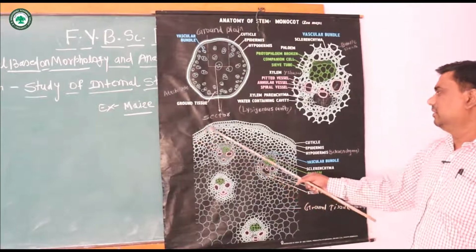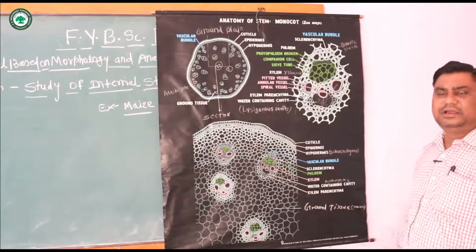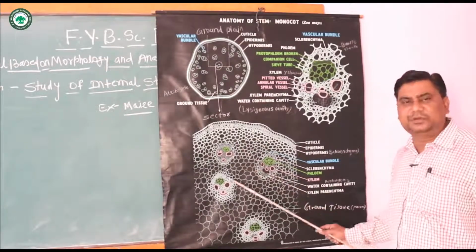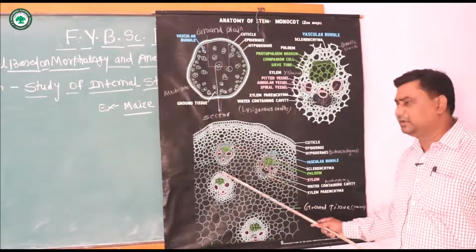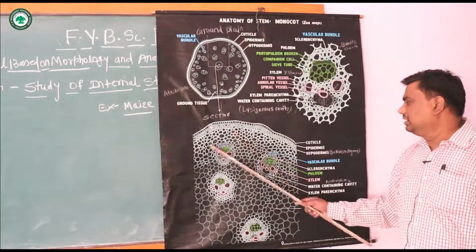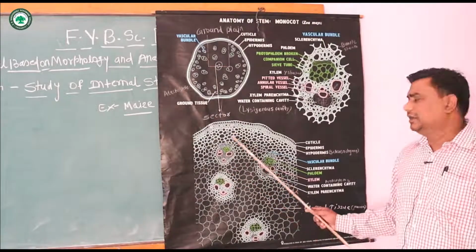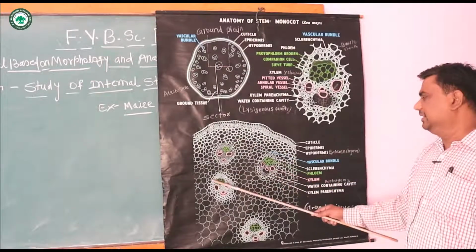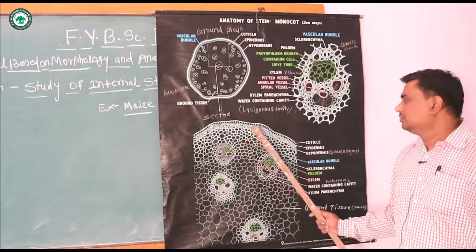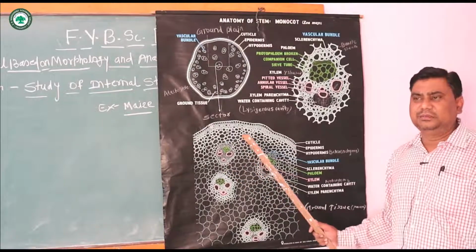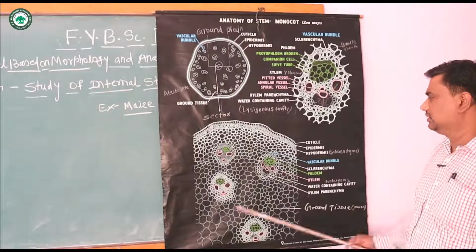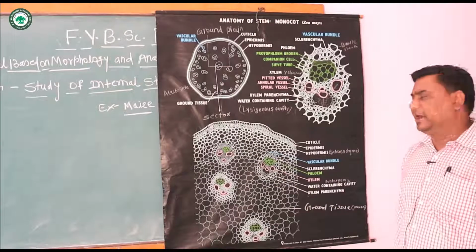Okay. Then what is the function of the epidermis? The epidermal layer protects the internal organs of the plant body. It protects against insect and pest attack to the internal organs of the plant body. It also protects against mechanical injuries to the internal organs of the plant body.